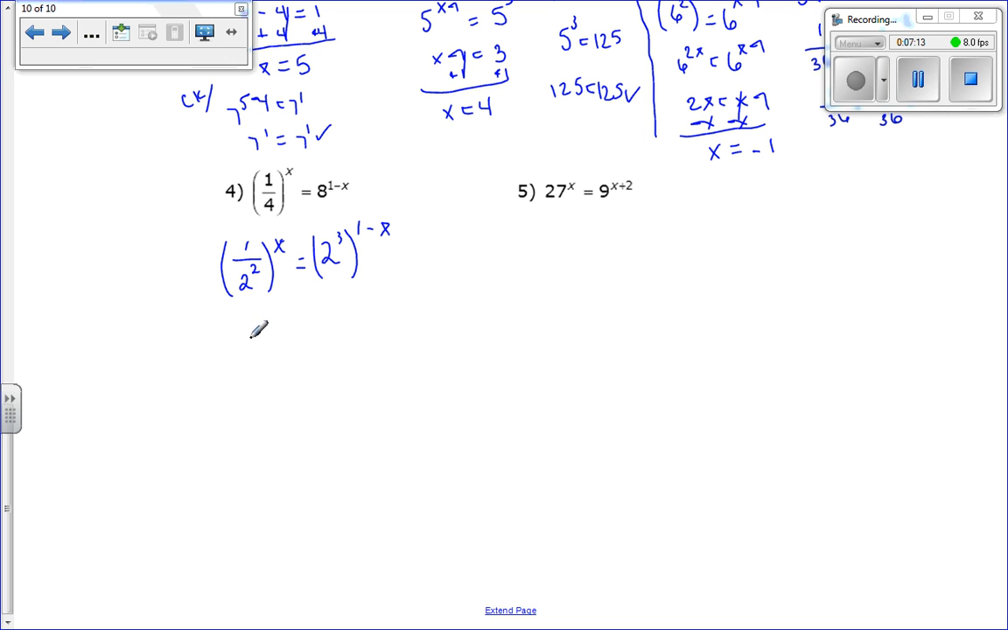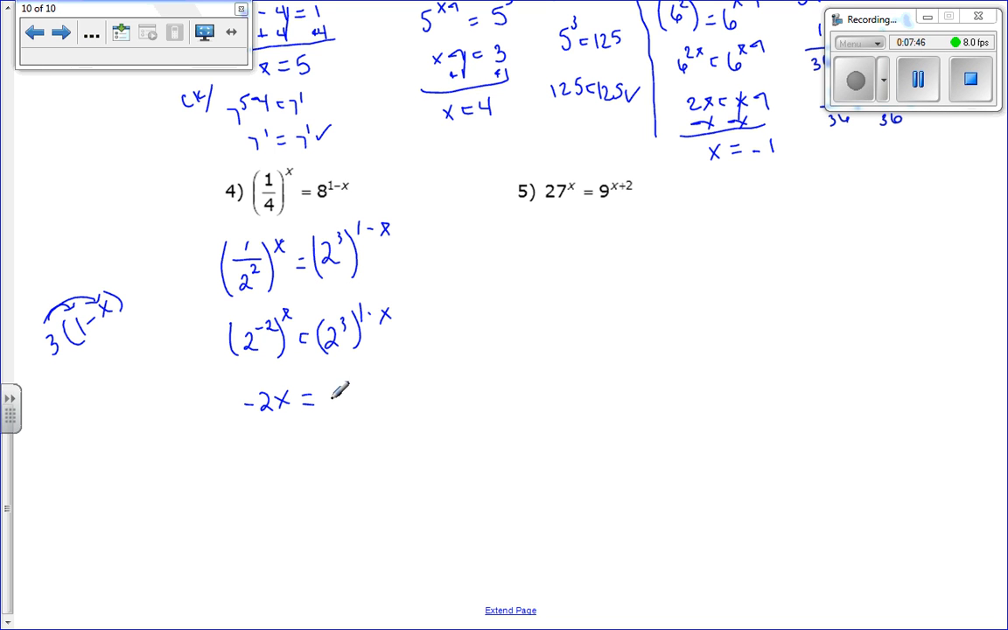Over here, I'm going to have 2 to the negative 2 raised to the x power equals 2 to the third raised to the 1 minus x power. Now, over here I have a power to power, so I just multiply. So negative 2x equals, here I have 3 and then x minus 1. I just distribute like I would in any other problem.